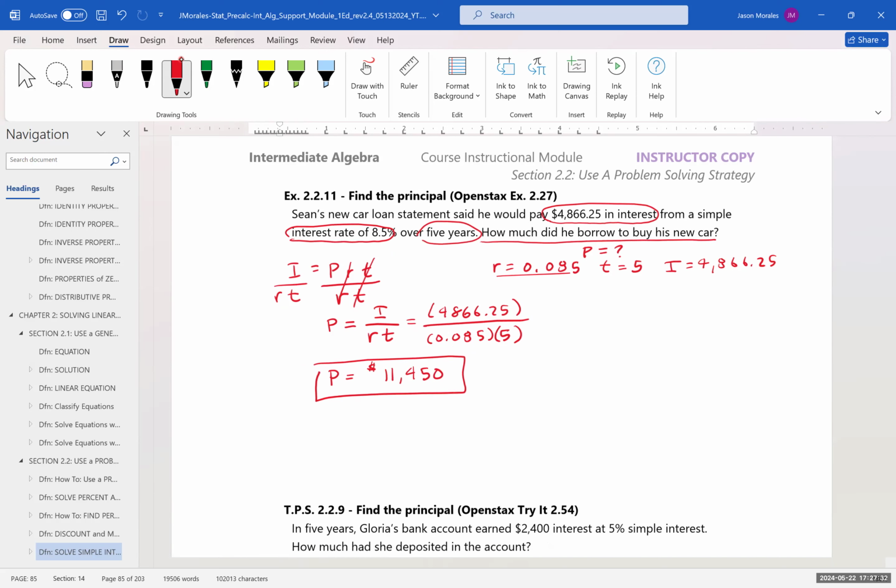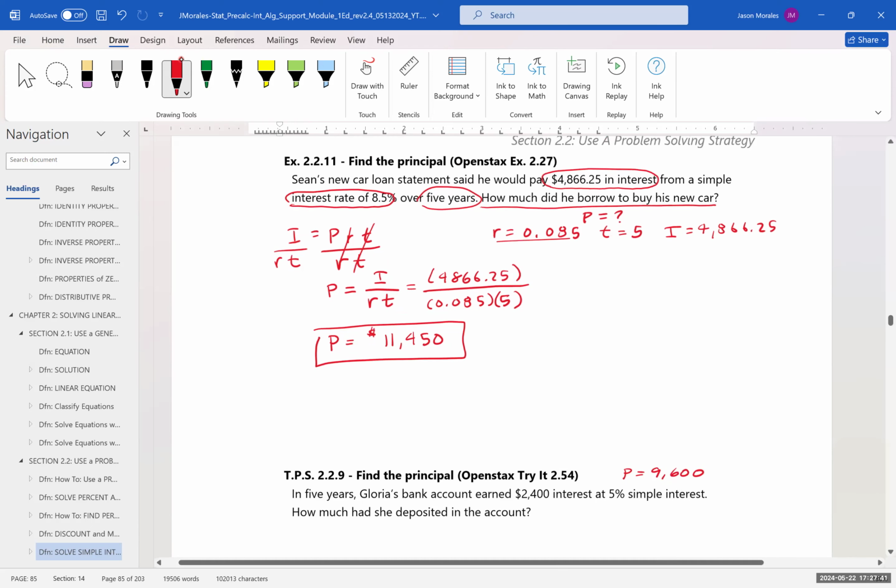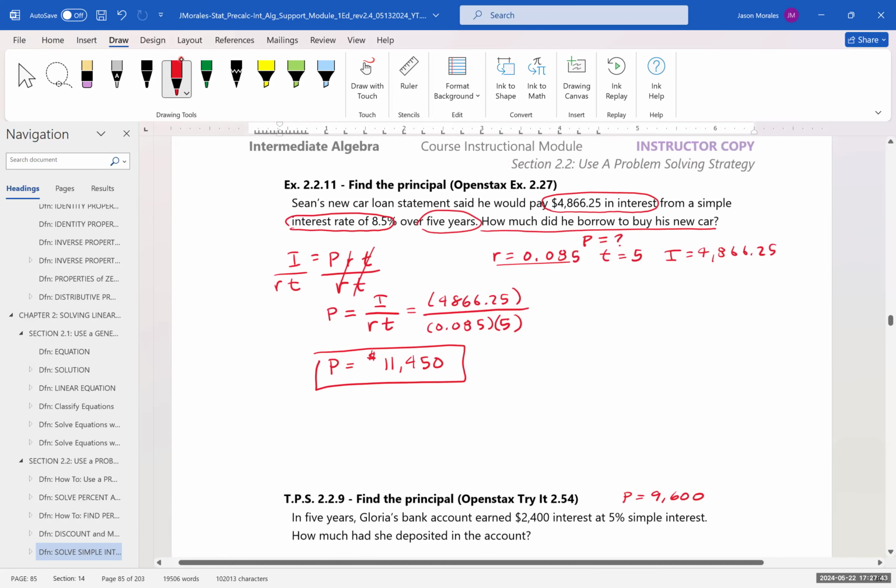All right, and for this think pair share, the answer you should get is 9,600. All right, give those think pair shares a try.